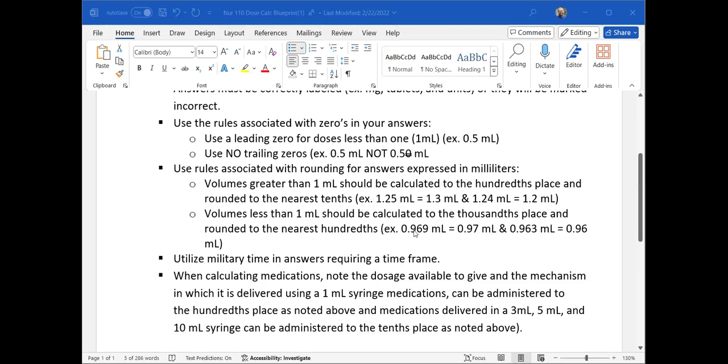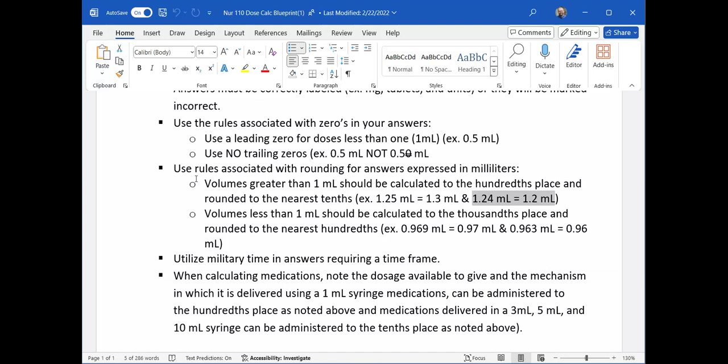The only time that you really don't want to round is when you're doing your basic metric to metric conversions, meaning if I go from grams to milligrams, or from micrograms to milligrams, or milliliters to liters, I don't want to round those answers. I want to keep it, because all I did was move the decimal, right? I just moved some spaces.